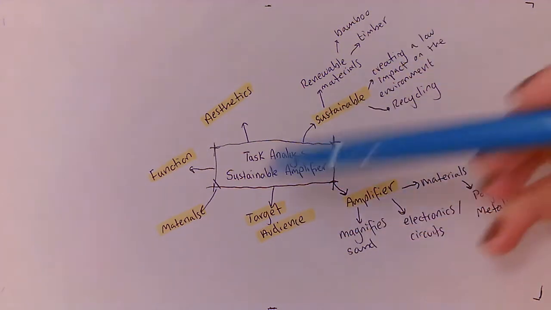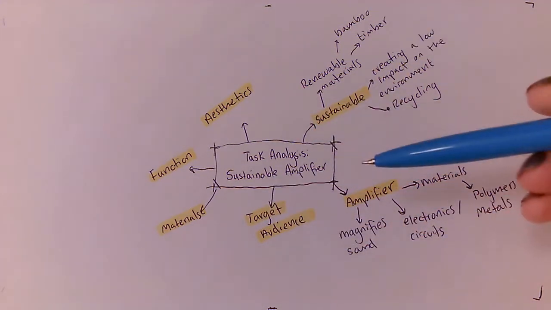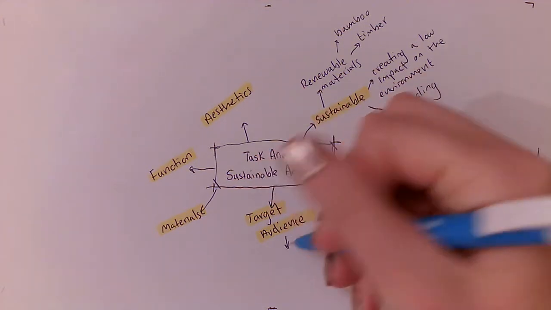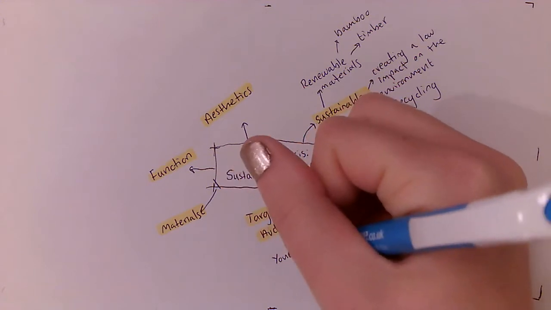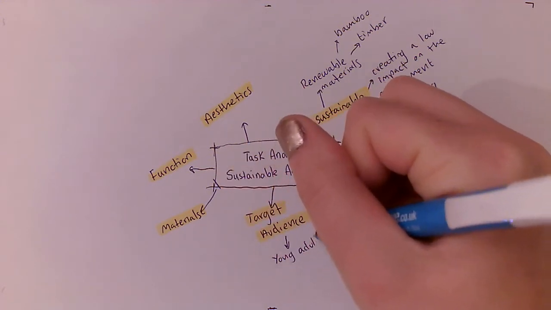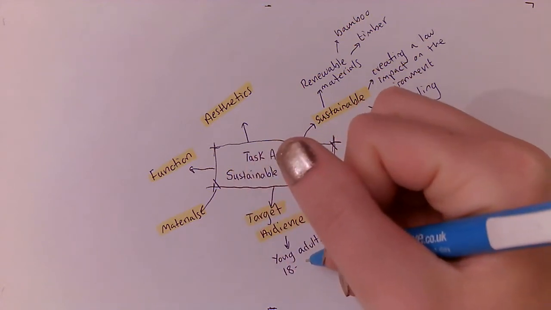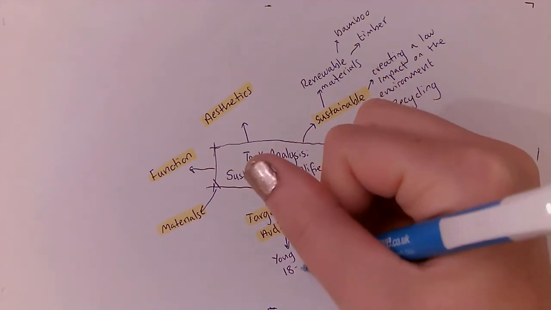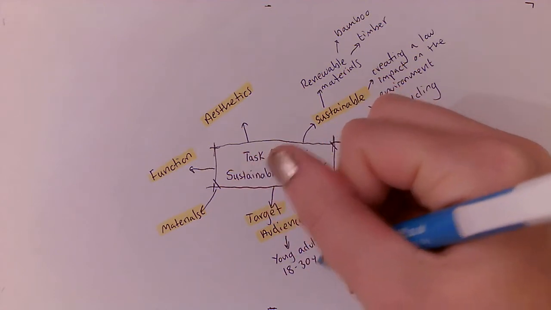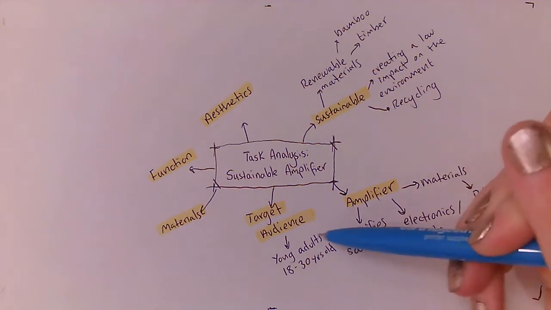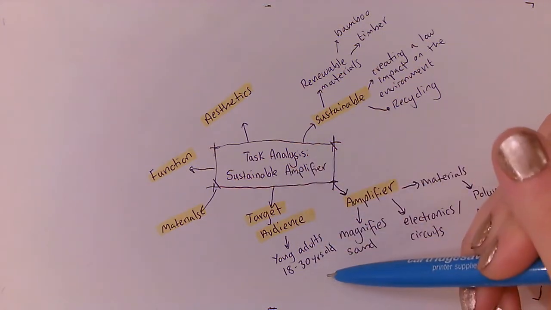So when you're given a project, you might immediately have an idea as to who you want to make your product for. I knew, for example, that I want to make my product for young adults, and I'm going to aim that at 18 to, what's a young adult age? I'm going to say 30 year olds. Alright, so that's who I'm going to aim my sustainable amplifier to.